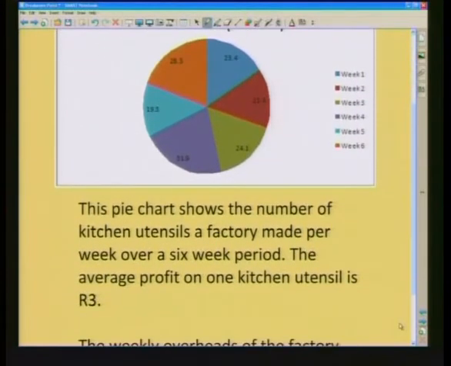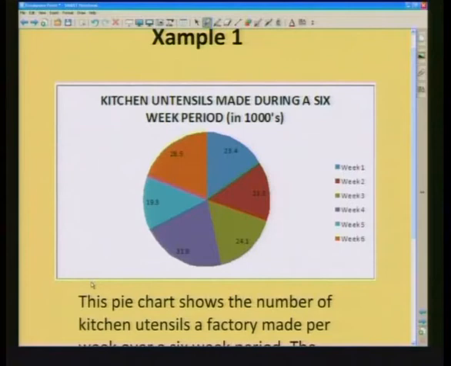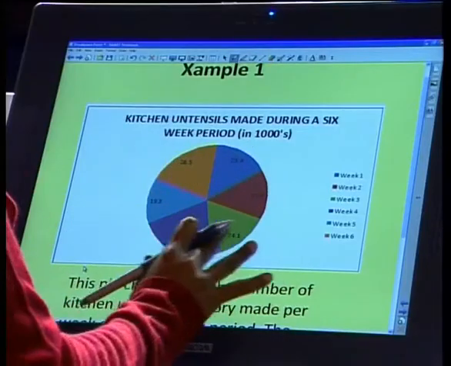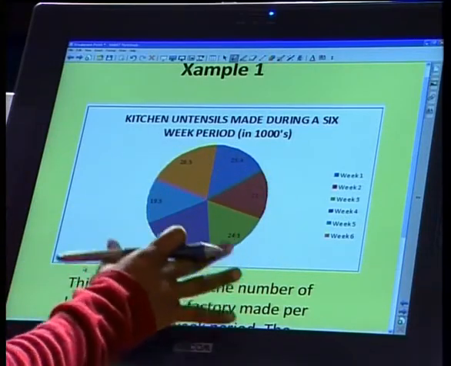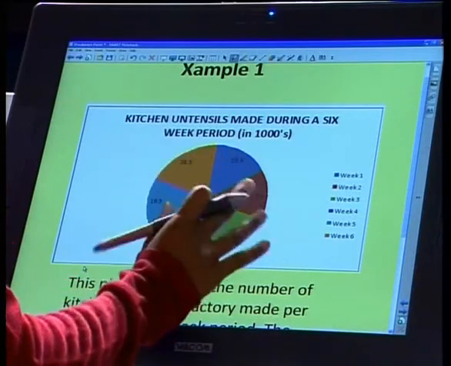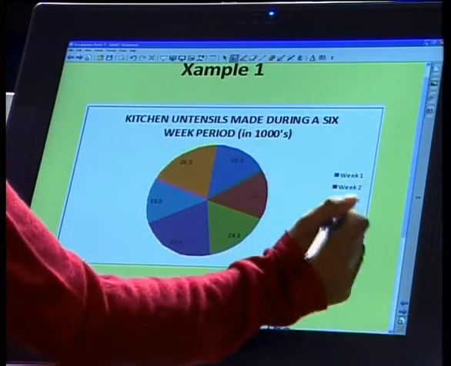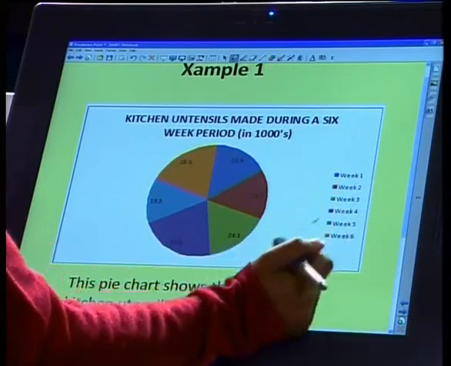We are told that the pie chart shows the number of kitchen utensils a factory made per week over a 6-week period. And the average profit on one kitchen utensil is 3 rand. So firstly, let's just remind ourselves what a pie graph is. It is obviously a circular graph that has been divided into sections. What we have done is taken 360 degrees and divided it into these separate little sectors, which we can then use to represent, in this case, all the different weeks. So every different color of this pie represents a different week.